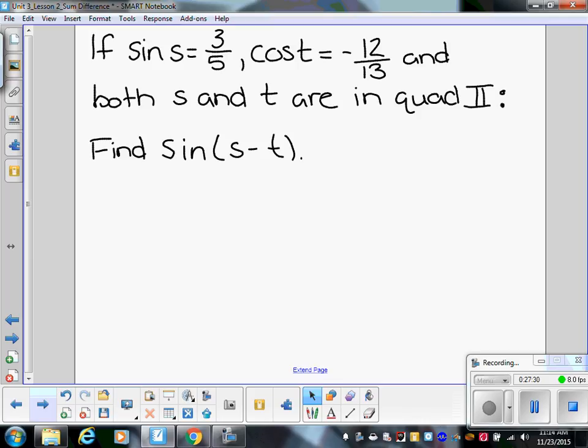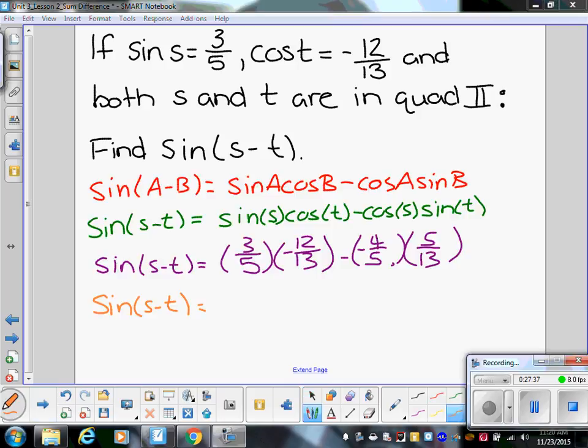So I'm going to have you try that one. And what's nice is we've already done the Pythagorean Theorem bit. We had the same information, we're just looking for a different value, sine of s minus t. So we pick a different identity and we plug in the stuff we know.